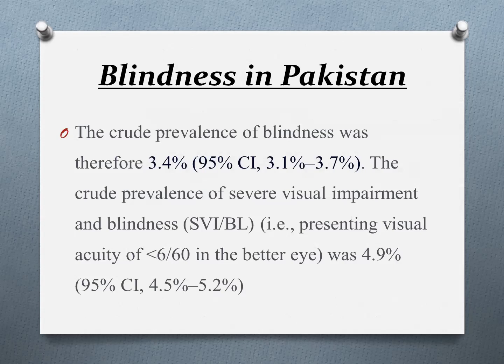The next slide is blindness in Pakistan. You can see the true prevalence of blindness was 3.4%, 95% CI 3.1% to 3.7%. The true prevalence of severe visual impairment and blindness, SVI, that is presenting visual acuity of less than 6 by 60 in the better eye, was 4.9%, 95% confidence interval 4.5% to 5.2%.